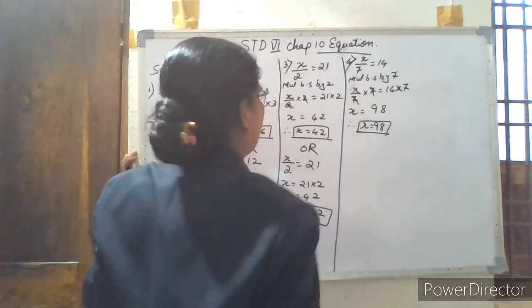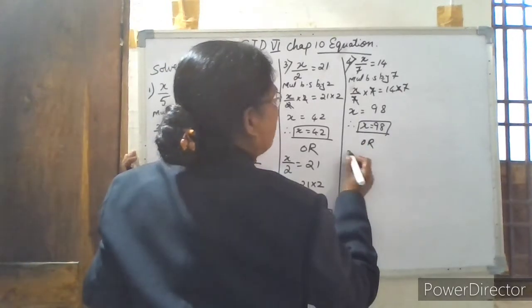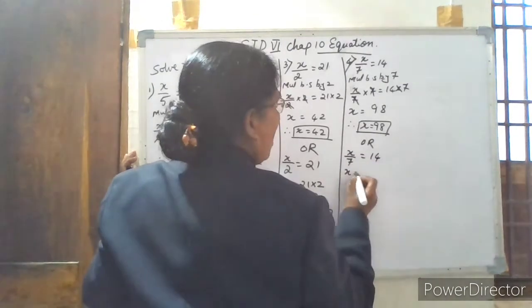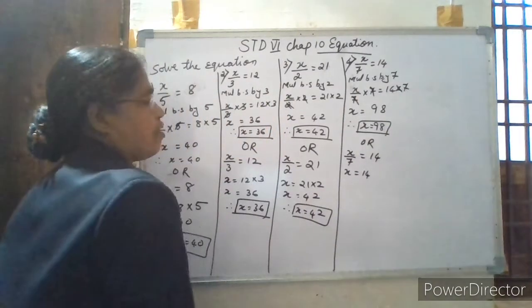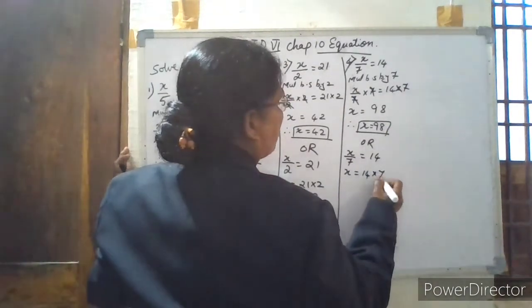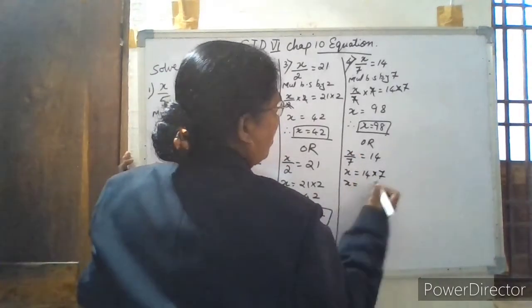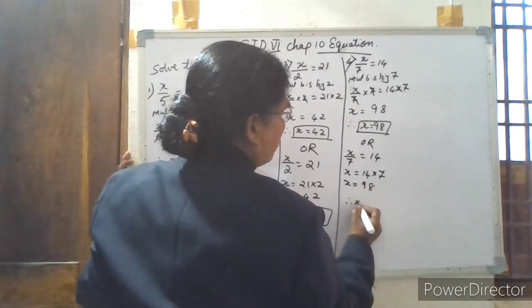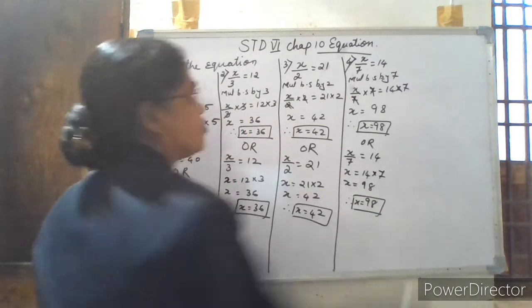Or, x by 7 is equal to 14. If we transfer 7 to the other side, it gets multiplied because it is divided here. So x is equal to 14 into 7, we saw here, it is 98. Therefore x is equal to 98. Fifth question.